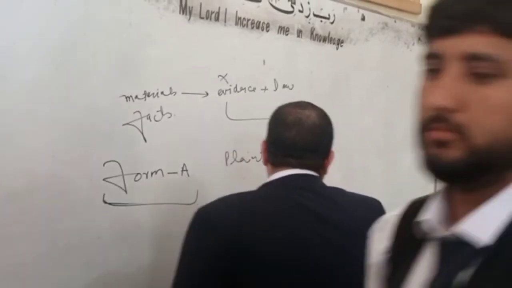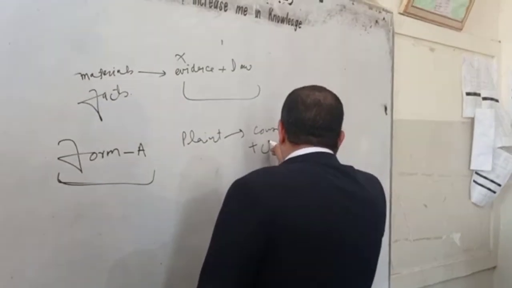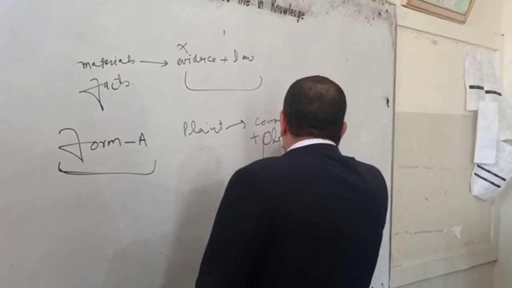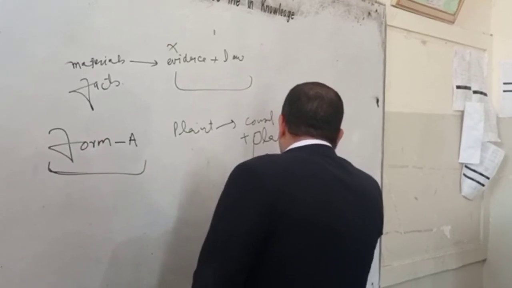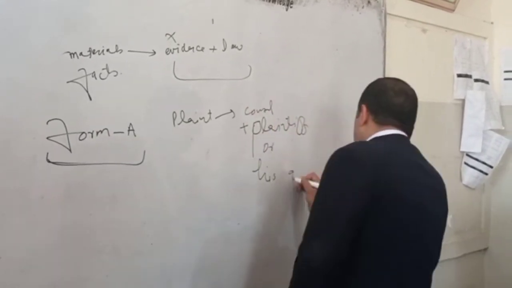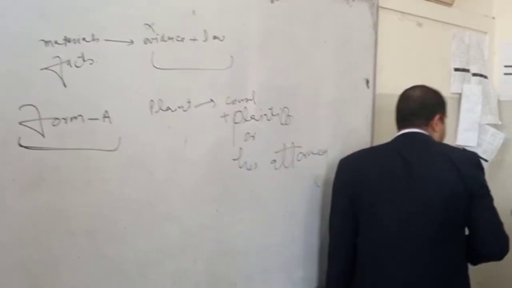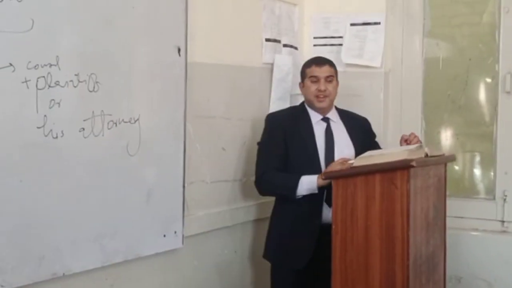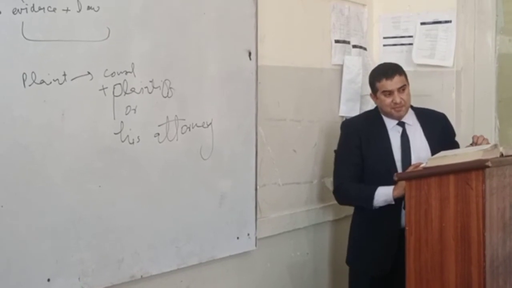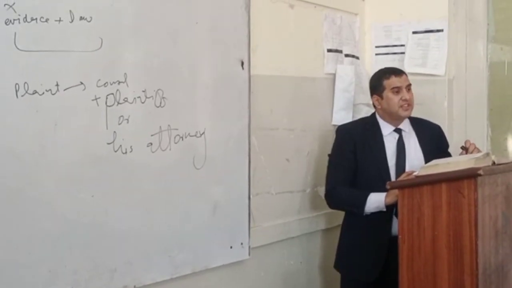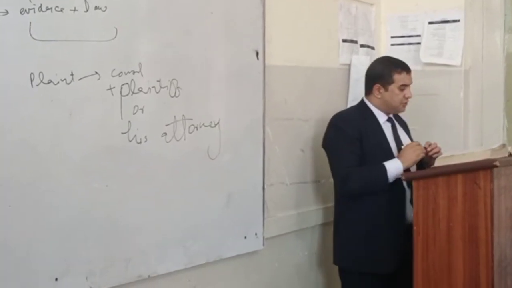A plaint must be signed by the counsel, the client, the plaintiff or his attorney. Plaint should be signed by the counsel of the plaintiff or by the plaintiff himself. If there are more than one plaintiff, any one of the plaintiffs or the attorney of those plaintiffs.